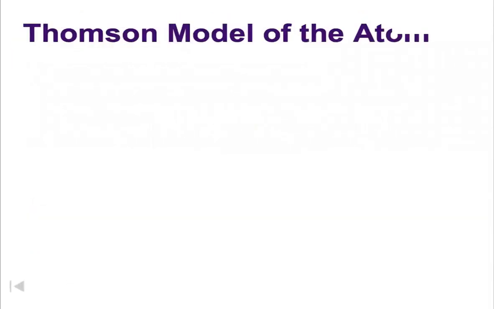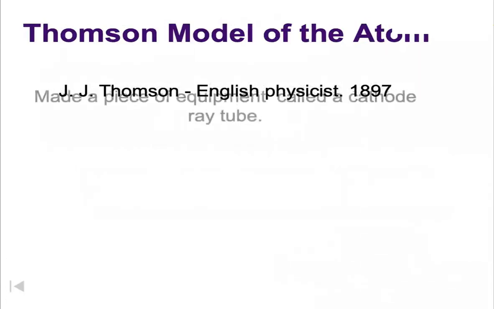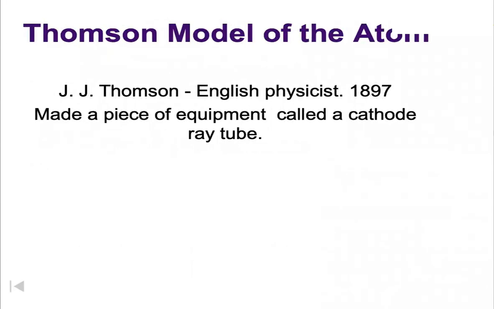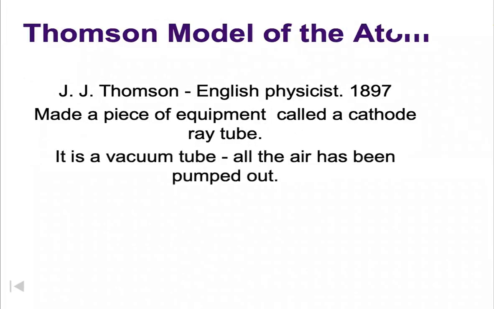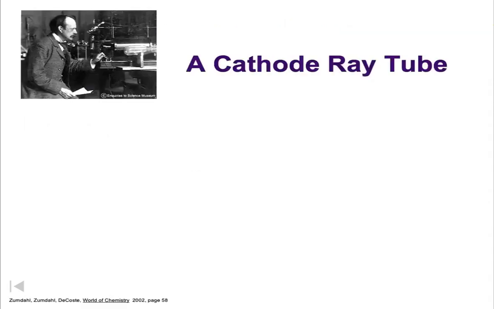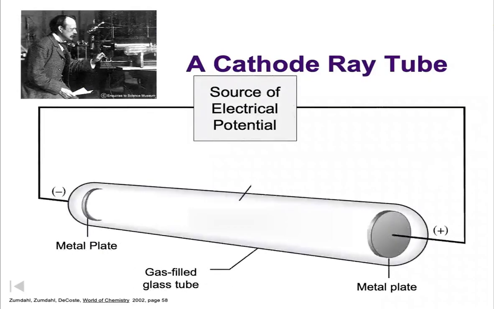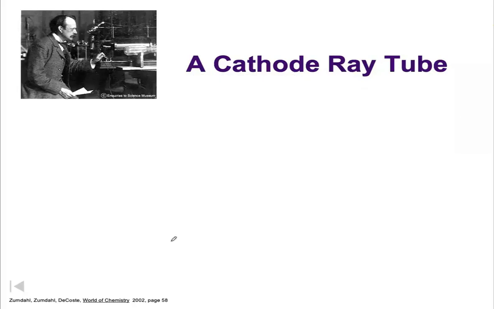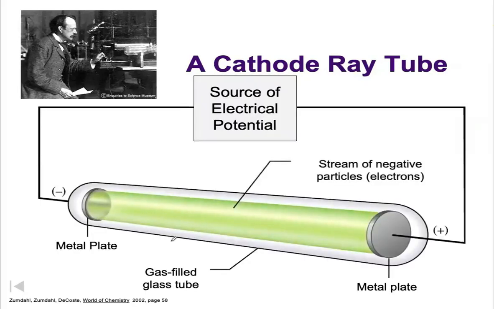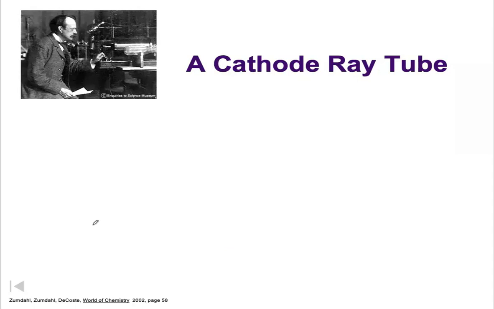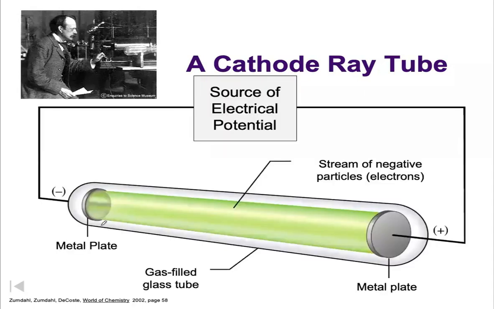Now we will discuss the Thomson model of the atom. In 1897, J.J. Thomson made a piece of equipment generally known as the cathode ray tube, and he made this tube a vacuum tube. He expelled all the air from the tube and made it a vacuum, and when he applied an electrostatic potential to this tube, just a minute, you can see that when we apply a strong electrostatic potential on the two sides of this plate, there is some sort of illumination.